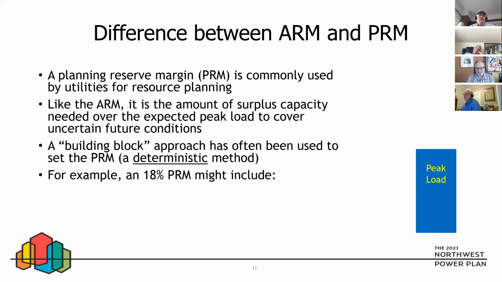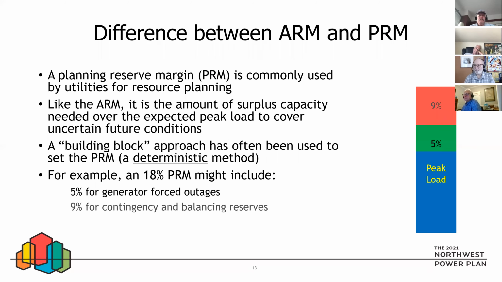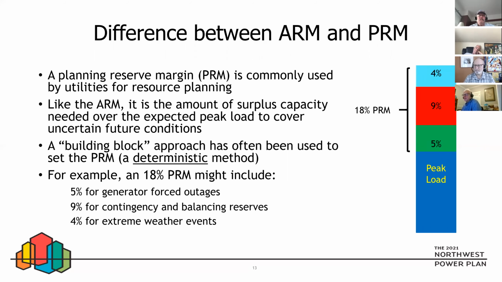The difference between an adequacy reserve margin and a planning reserve margin is that a lot of people use a building block approach to build the planning reserve margin. For example, they might take their expected peak demand, and add 5% for generator outages, maybe 9% for contingency and balancing reserves, and 4% for extreme weather events, and bingo, there's your planning reserve margin, 18%. I know the power pool does that. A lot of people used to do that. A lot of people don't do that anymore.